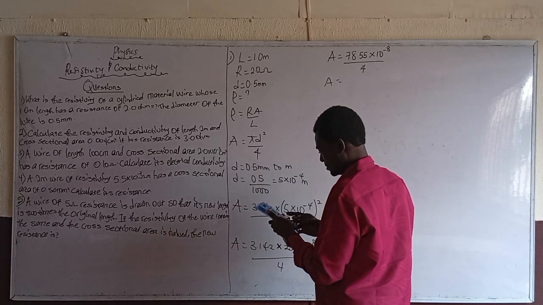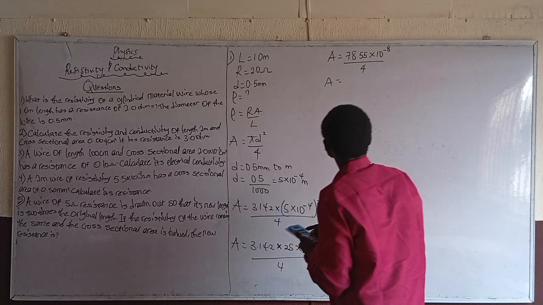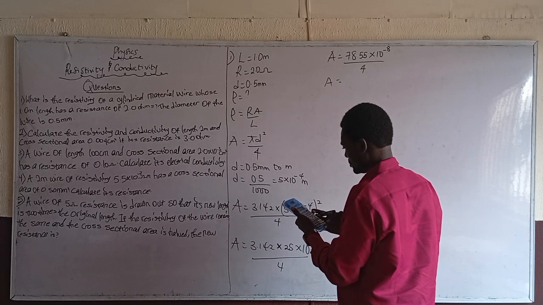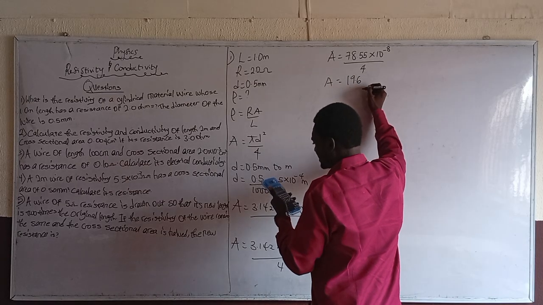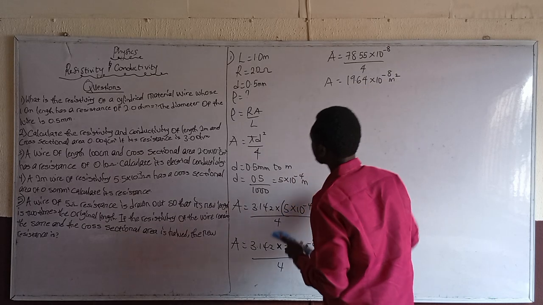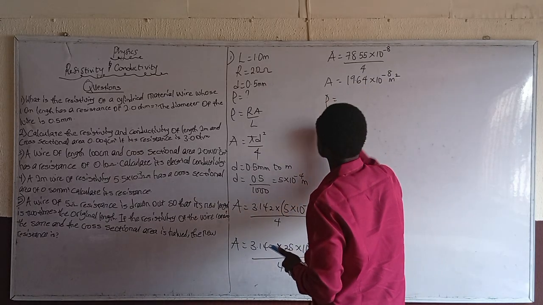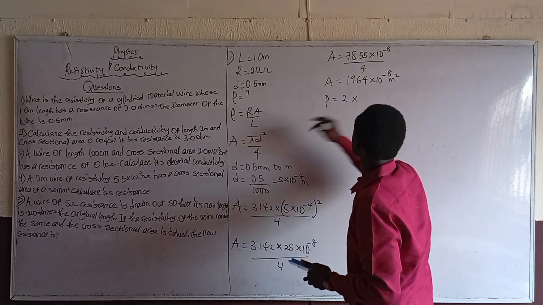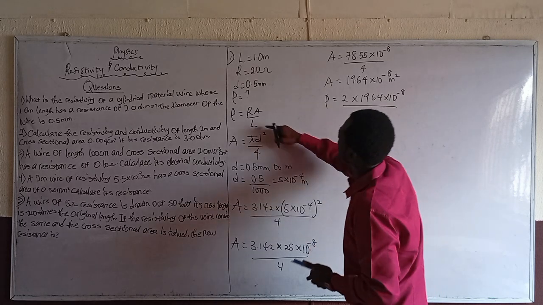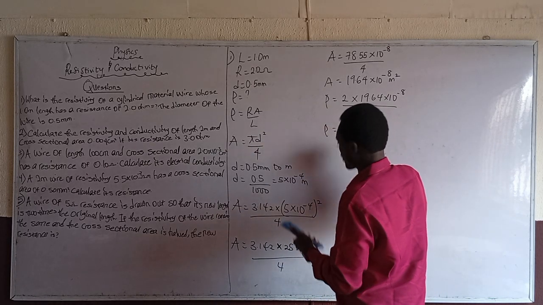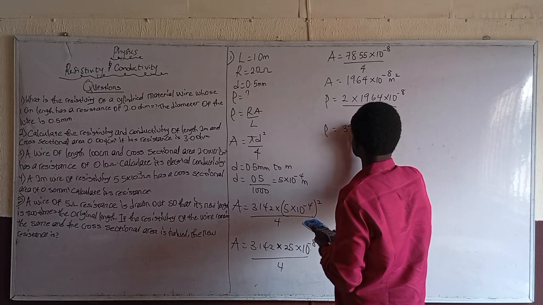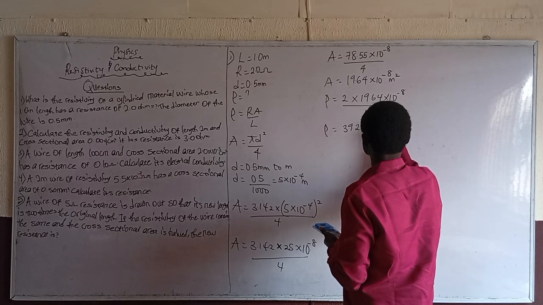So the area is 78.55 divided by 4. That is 19.64 times 10 raised to power minus 8 meter squared. So my resistivity is 2 times area, which is 19.64 times 10 raised to power minus 8, divided by the length, which is 1. So resistivity here becomes 19.64 multiplied by 2. That is 39.28 times 10 raised to power minus 8.